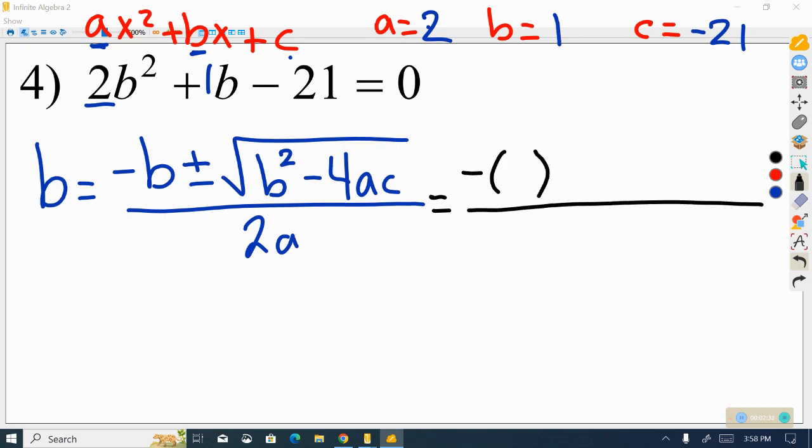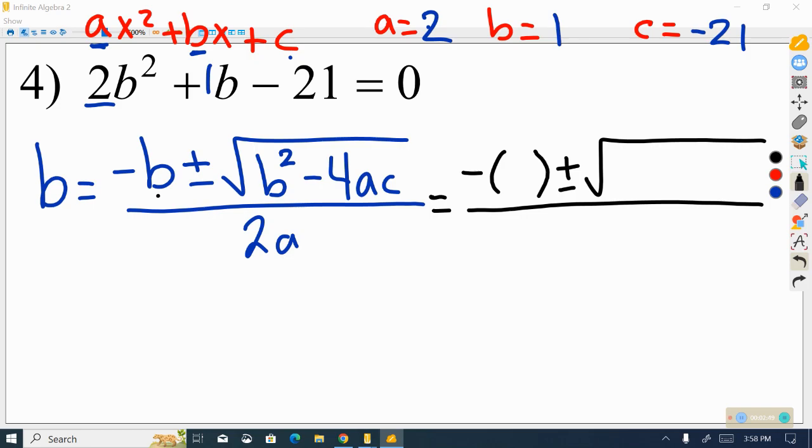So before I substitute in my values into the formula, everywhere that I see a letter, I'm going to put a blank parentheses, but everything else will be copied, right? So I saw negative B, so I put negative parentheses. Then I see the plus or minus, so I copy that. I copy the square root symbol.